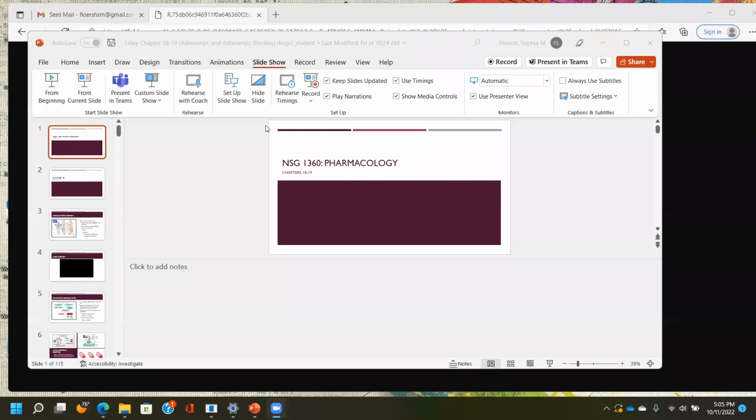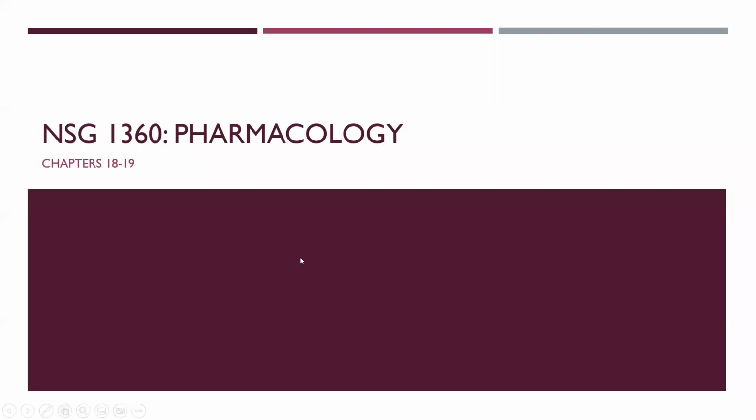Okay, so this week, what we are beginning is our adrenergic and our cholinergic drugs. So chapters 18 and 19, we're going to be going over our adrenergic drugs. When you start getting into these, try to make sure that you are focusing on what the receptors do, and it'll help you as we continue on.